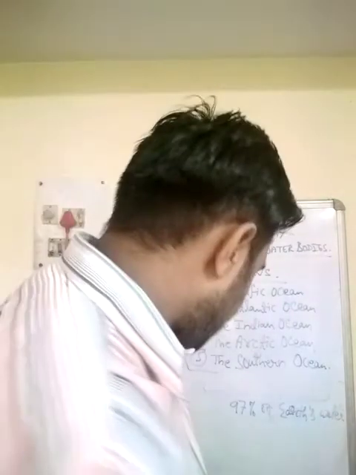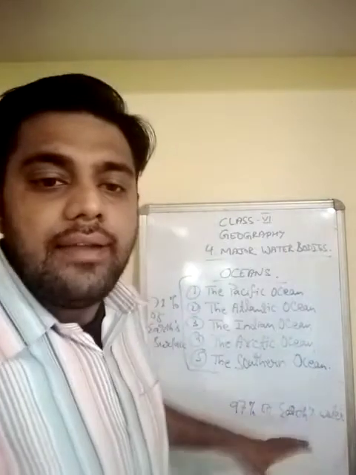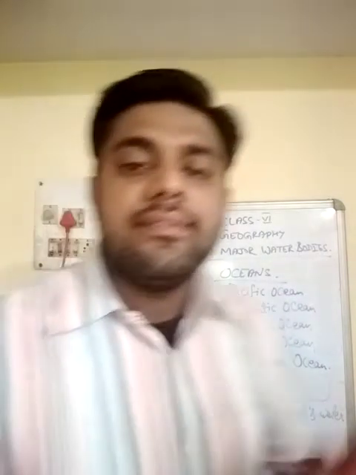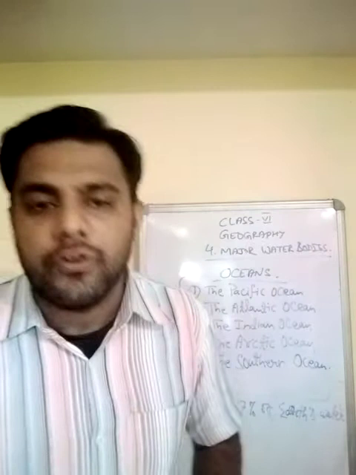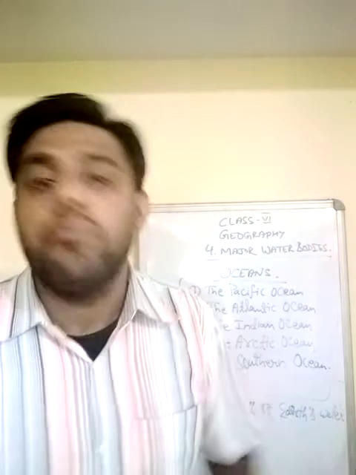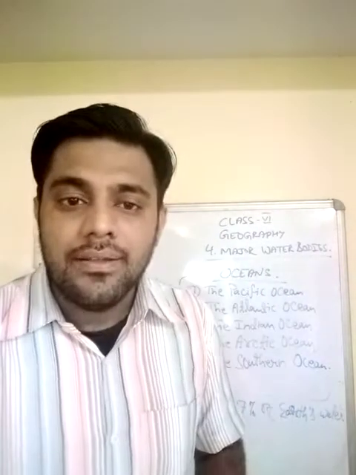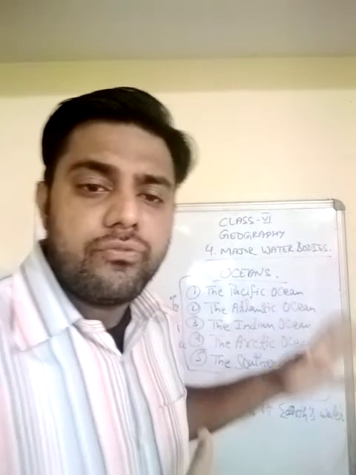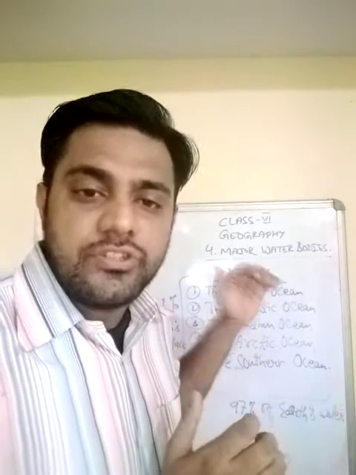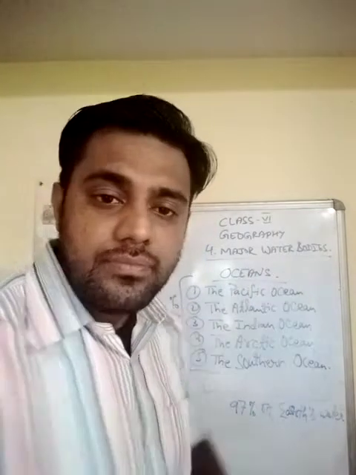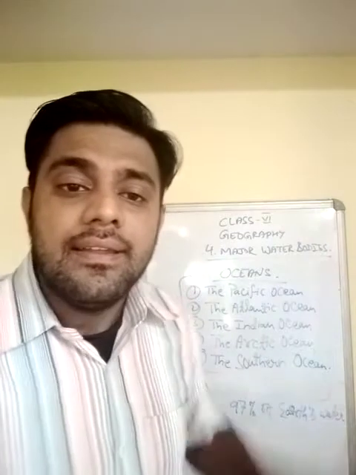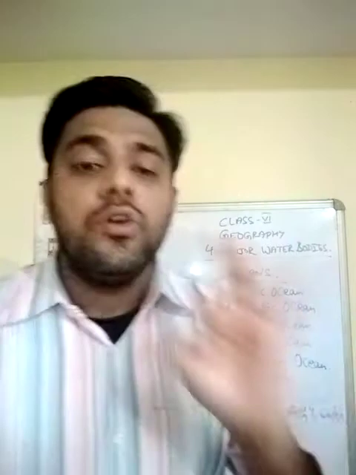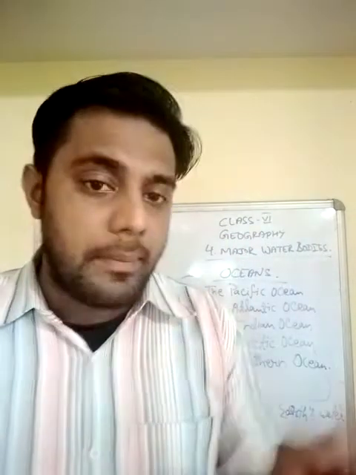Okay, and here is the fun part, dear children. This 97% of Earth's water, which is trapped in oceans, is not suitable for drinking. It is not potable. And why is that? The reason you know already. They are salty. There is a very, very high concentration of salt present in the ocean water. Hence, not suitable for drinking, or in geographical terms, not potable.